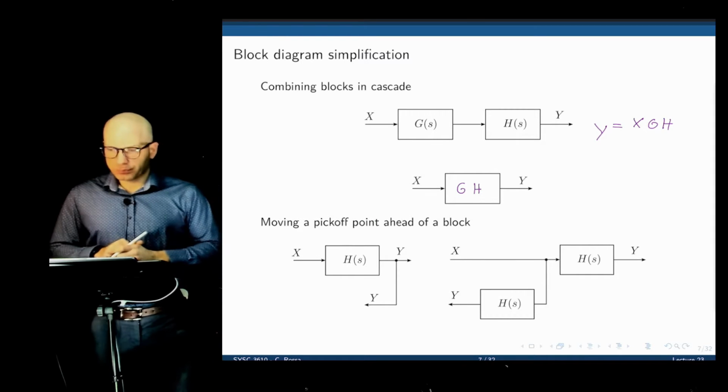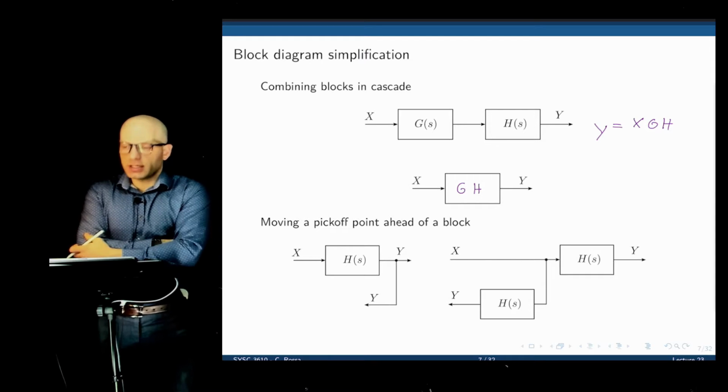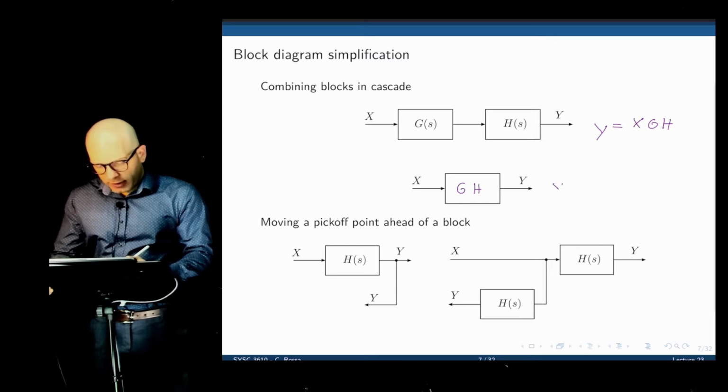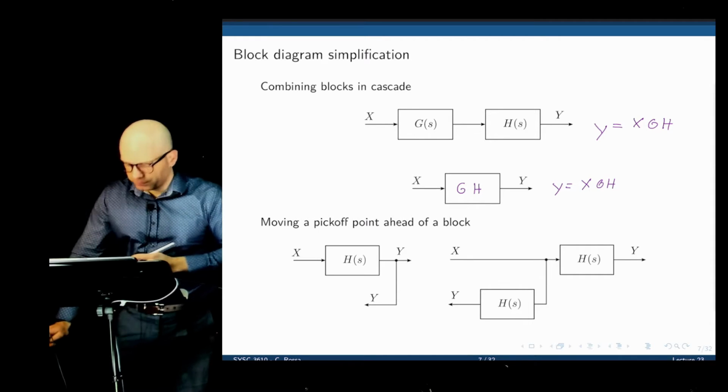Right? Anytime we have these blocks in cascade, we can simply multiply them together, and we can verify that the output does not change.